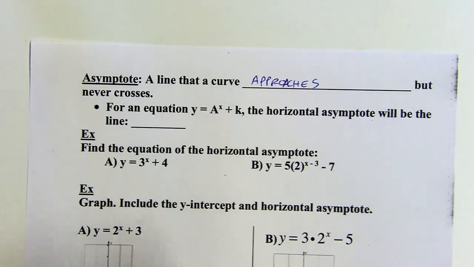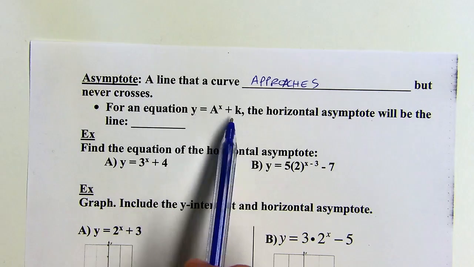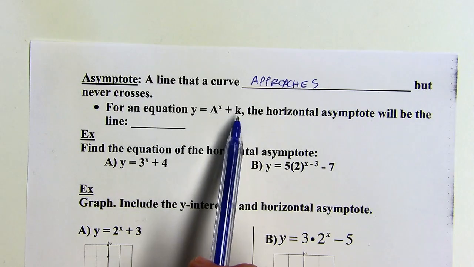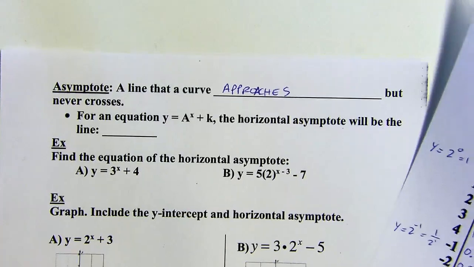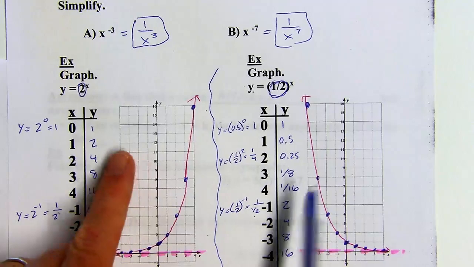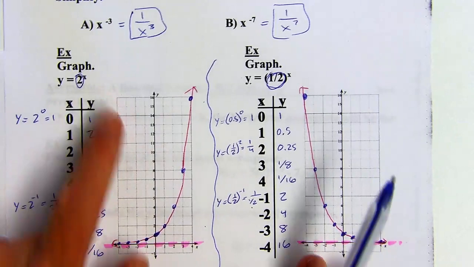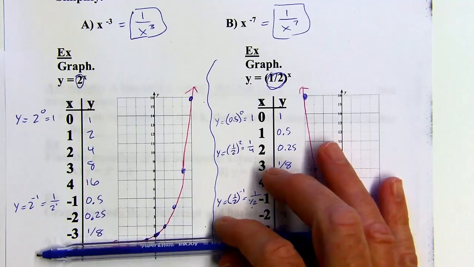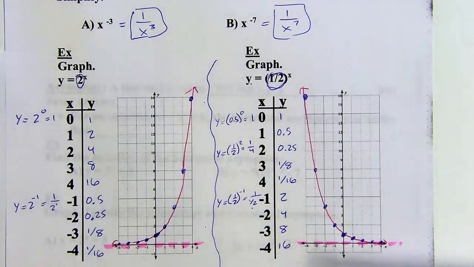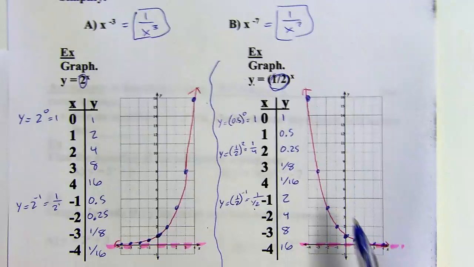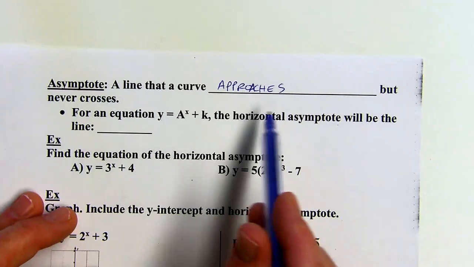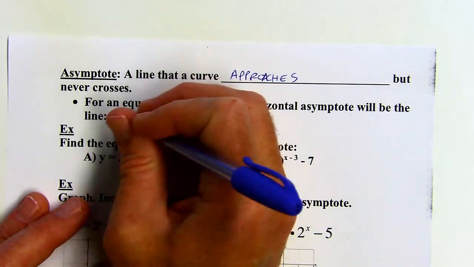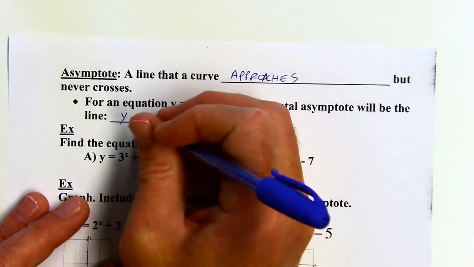Okay. For an equation in this form, where you have something added to the end, notice that on the previous problems that we graphed, it didn't have anything added to the end. It didn't have a k value here. So you could write plus 0 at the end, which is why this horizontal asymptote is the line y equals 0. But sometimes you'll be adding something else to the end, and then the horizontal asymptote is always going to be the line y equals whatever k is.